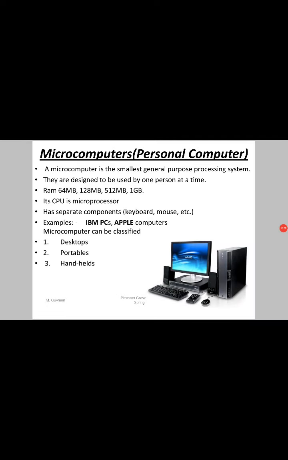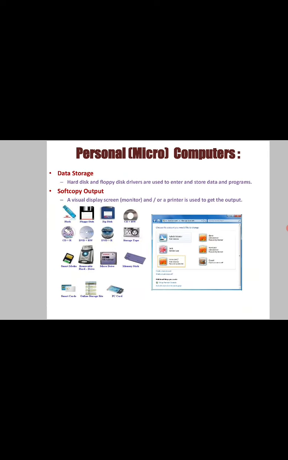Microcomputer means generally we use one single microprocessor, so it is called a microcomputer. Microcomputers have separate components like keyboard, mouse, CPU, monitor, speakers. Examples are IBM PCs and Apple computers. Microcomputers can be classified into three types: desktops, portables, and handhelds.